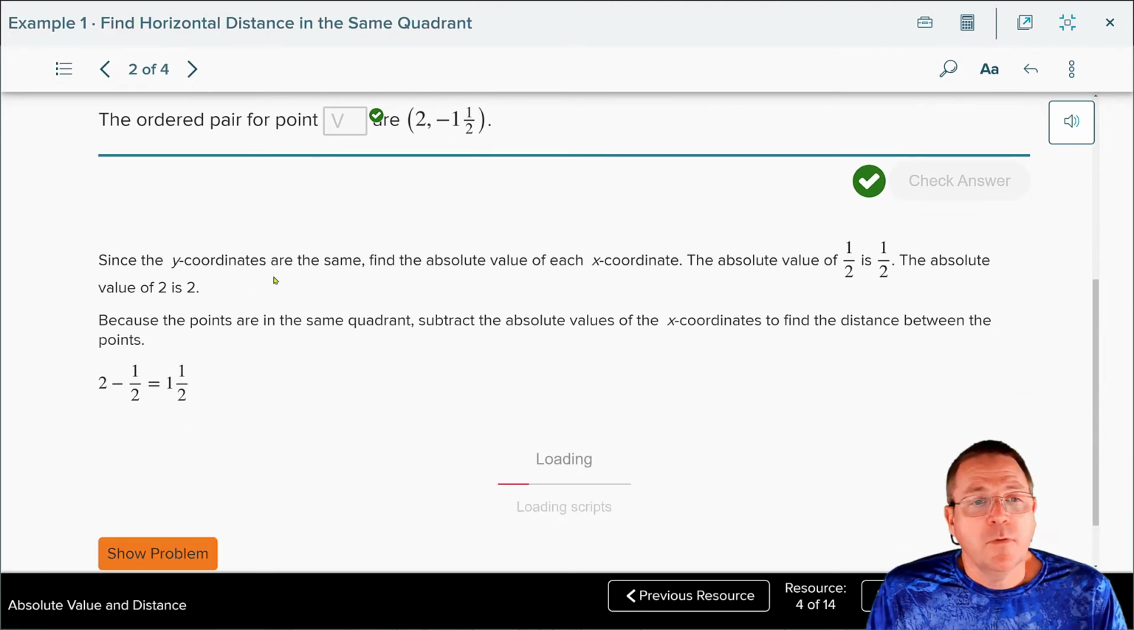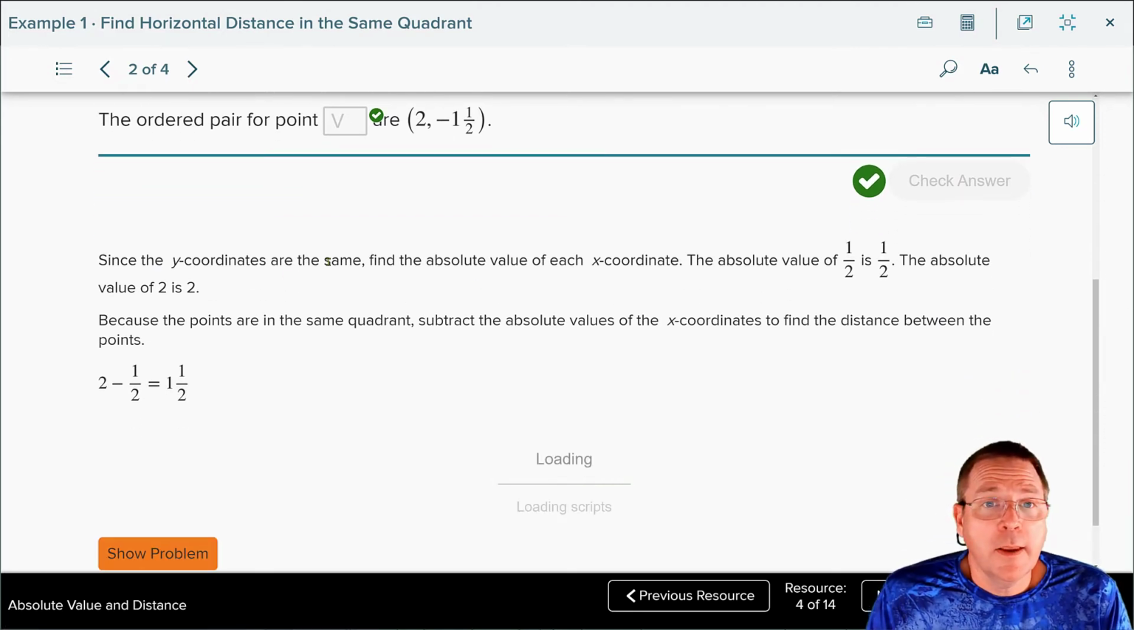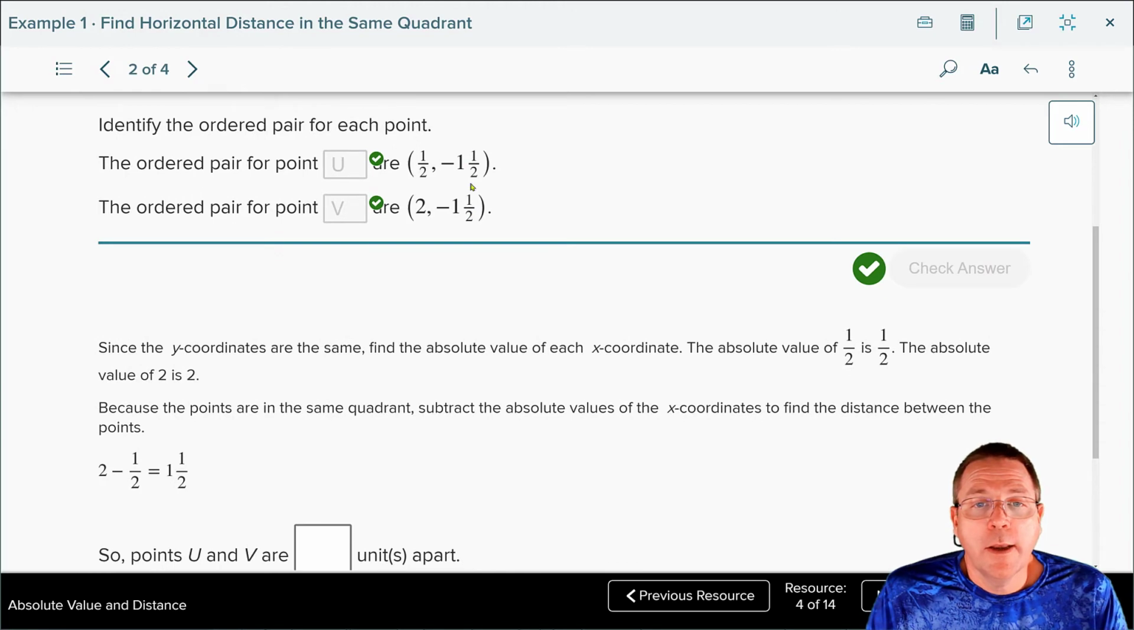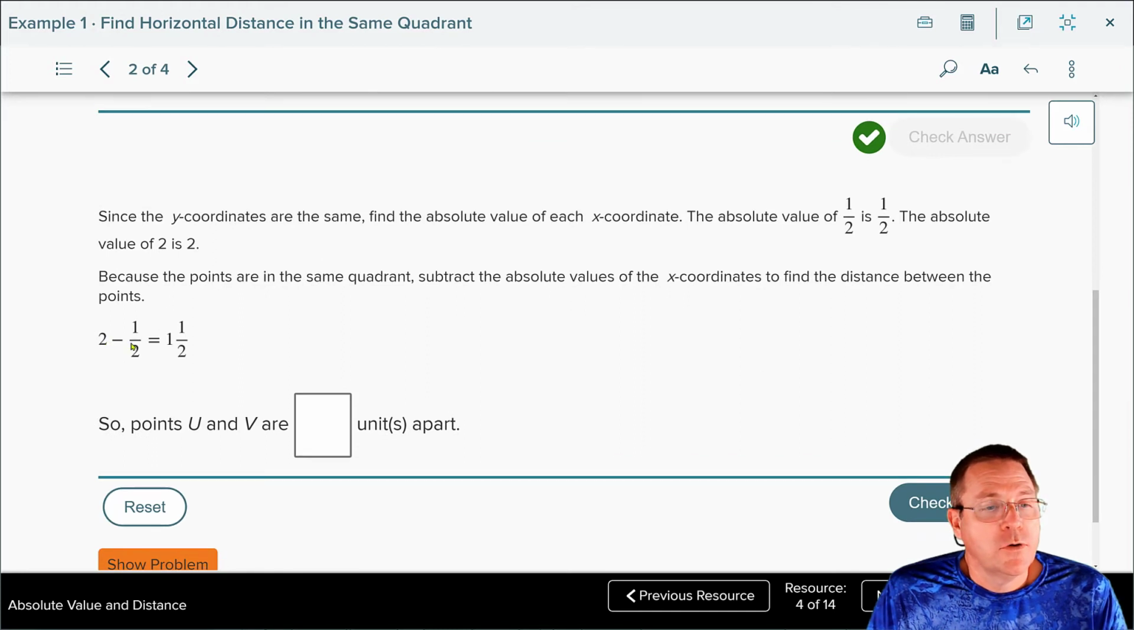Now it says since the y coordinates are going to be the same, notice our y coordinates are both negative 1 and 1/2. Find the absolute value of each x coordinate. The absolute value of 1/2, this value right here, is going to be 1/2. The absolute value of 2, this value right here, is going to be 2. So they took 2 minus 1/2, which gave them 1 and 1/2 for our final answer.